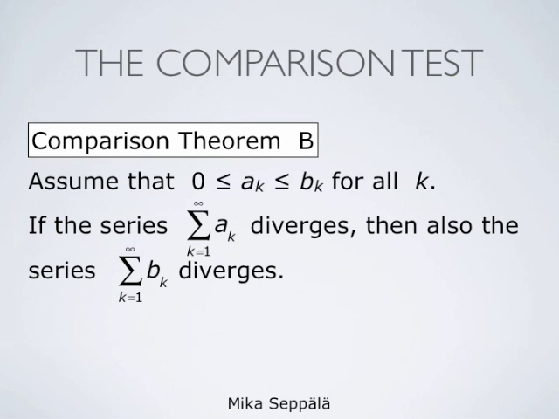The comparison test can also be used to show that certain series diverge. This is based on part B of the comparison theorem. Here we assume as before that a_k and b_k are non-negative and that a_k is at most b_k for all k. The statement of this part B of the comparison theorem for series is that if the series summation k from 1 to infinity a_k diverges, then also the series summation k from 1 to infinity b_k diverges.